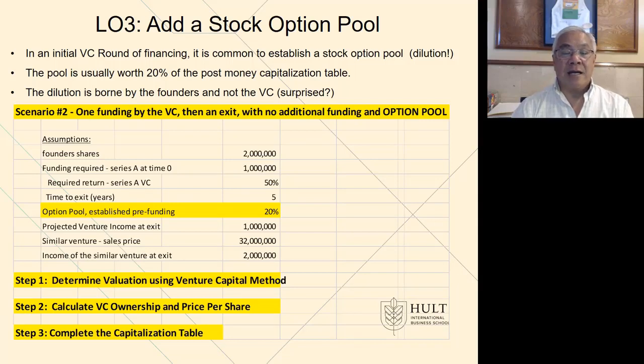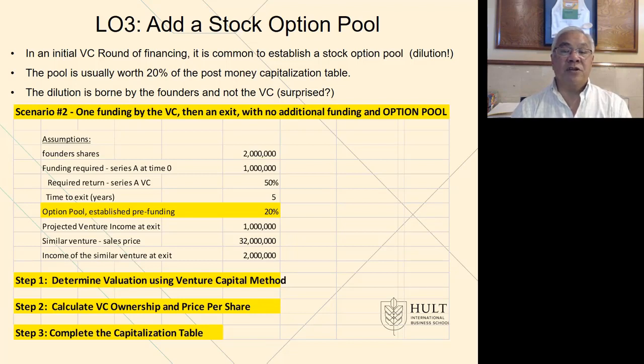Next, let's add a stock option pool. We're going to keep everything identical except for what's in yellow here, which is the option pool. And a word about option pools. Option pools are for the intention of giving the company something to induce people to join the company. They could be employees or managers. They could be other parties that would do some work for the company, contractors, for example.